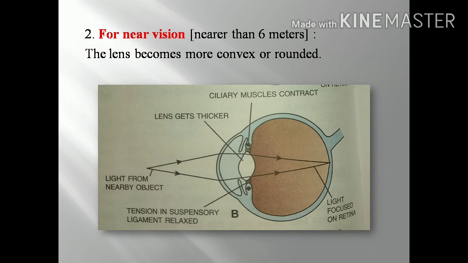distant objects. When we look at nearer objects, the ciliary muscles contract and tend to pull the ciliary body slightly forward. This releases the tension on the suspensory ligament, making it loose, and the lens, on account of its elasticity, becomes thicker and more rounded or convex.